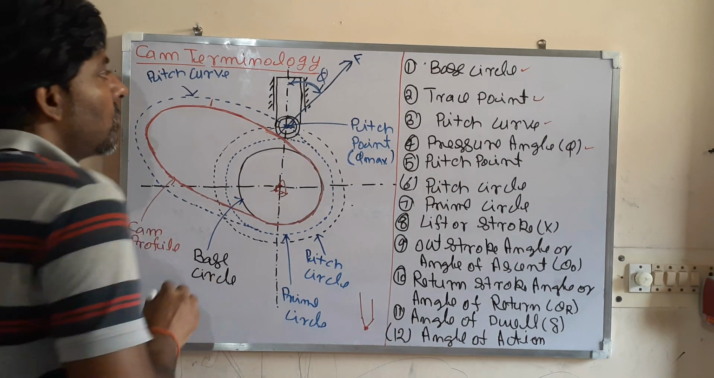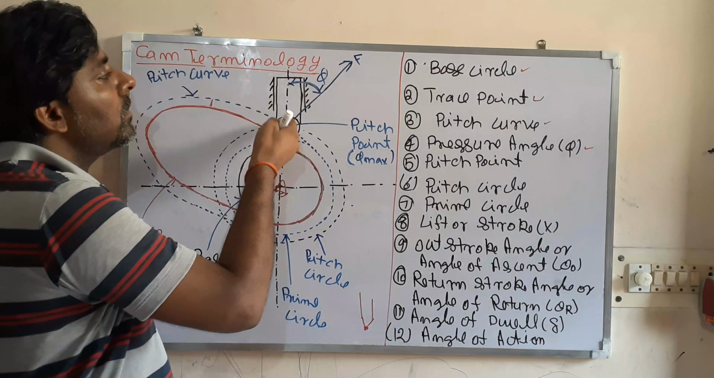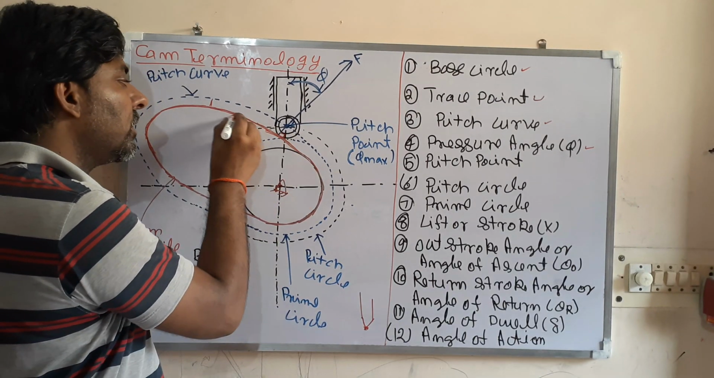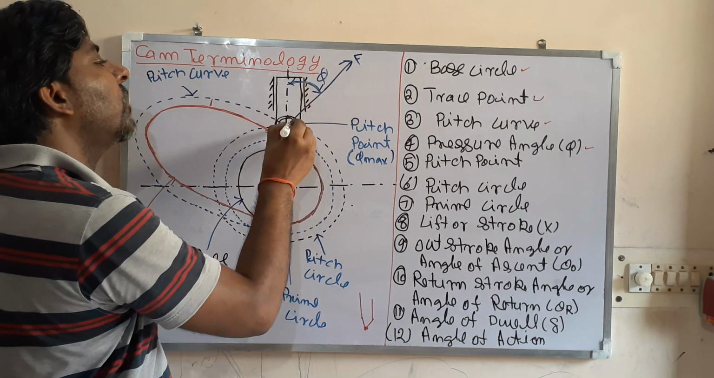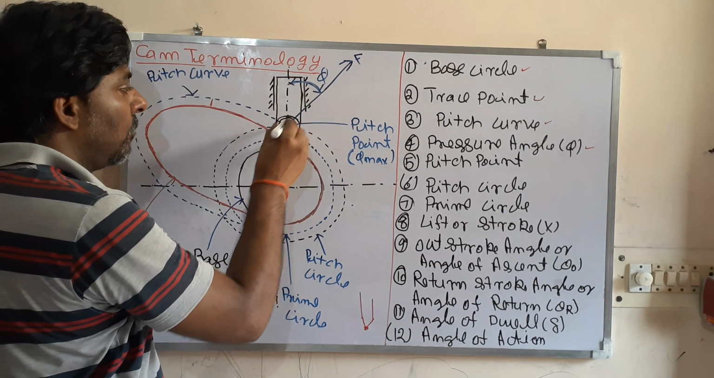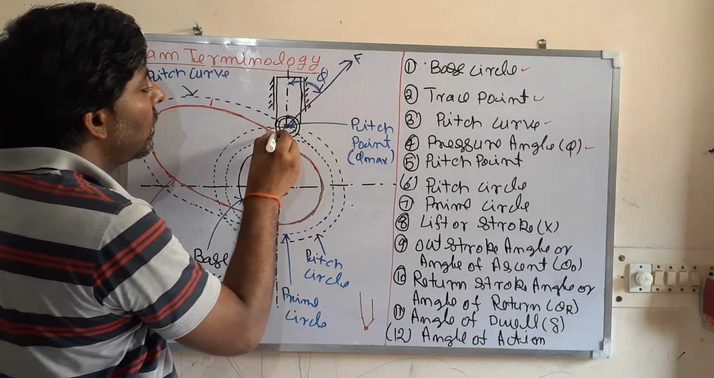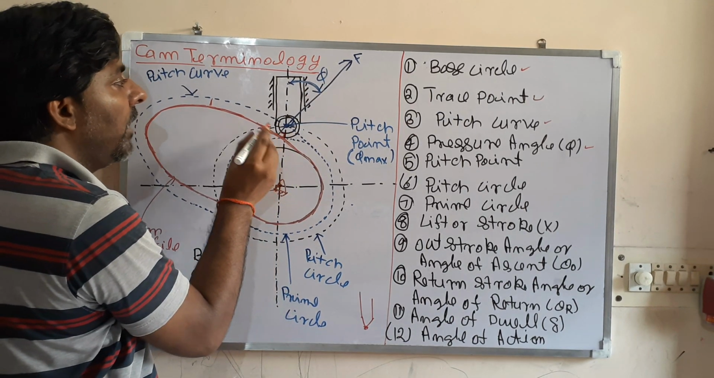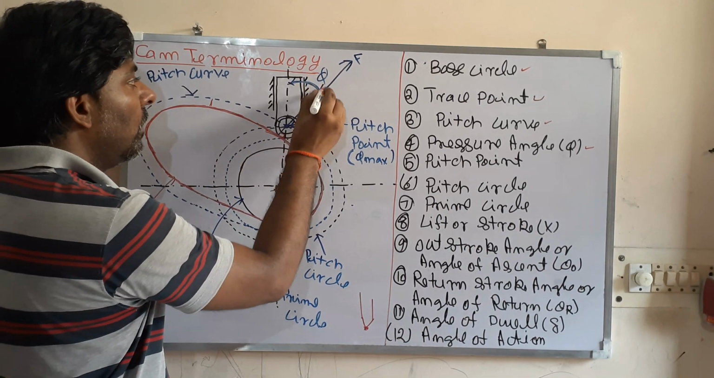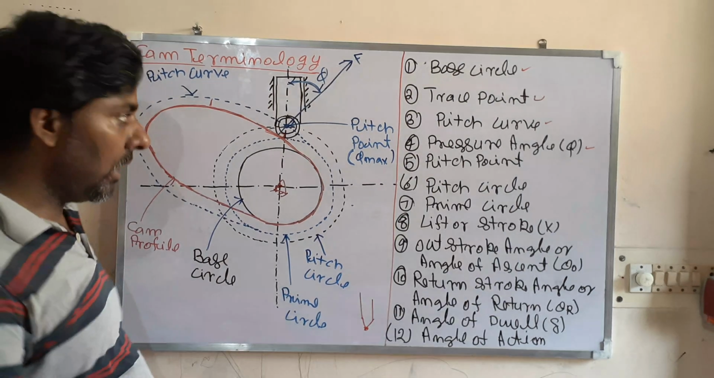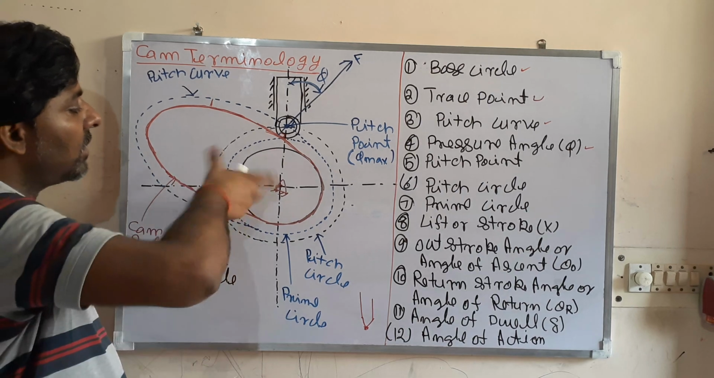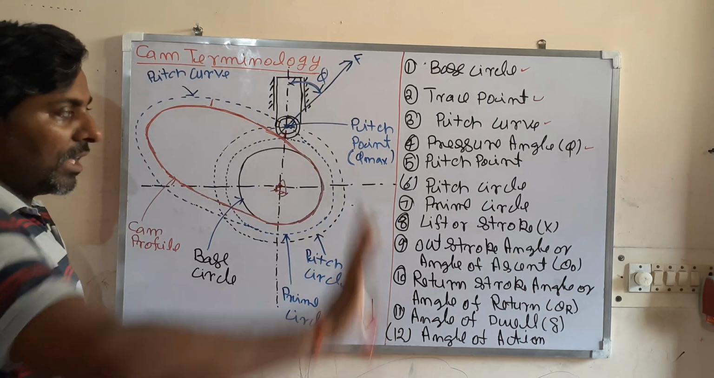Pressure angle. It is the angle between the normal drawn on the cam profile and the line of stroke of the follower. So this is the line of stroke of the follower, and this is the normal drawn at any point. The angle between this normal at any point and the line of stroke of the follower is known as the pressure angle. You can see that the pressure angle will change as the cam rotates.